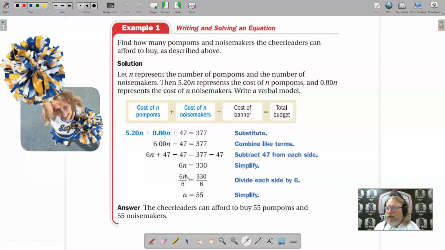And remember that n represents the number of pom-poms and the number of noisemakers that we're going to purchase. And we set it up like this because we're going to purchase the same number of each of them. So in the end, the answer is the cheerleaders can afford to buy 55 pom-poms and 55 noisemakers. So we solved that by combining like terms, which is part of our objective today.